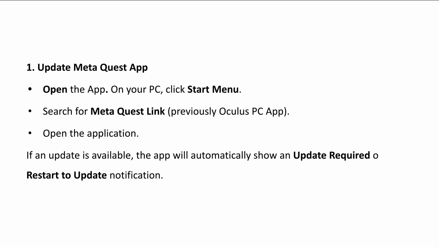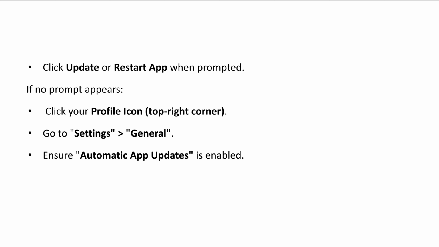So, updating the Meta Quest app. Open the Start menu on your PC, then search for Meta Quest Link, previously the Oculus PC app. Open the application. If an update is available, the app will automatically show an update required or restart notification. Click update or restart the app when prompted. If no prompt appears, click your profile icon in the top right corner, then go to settings and then General. Ensure automatic app update is enabled.